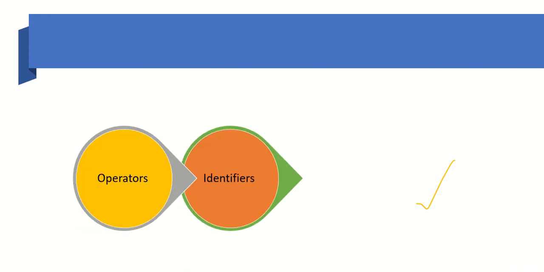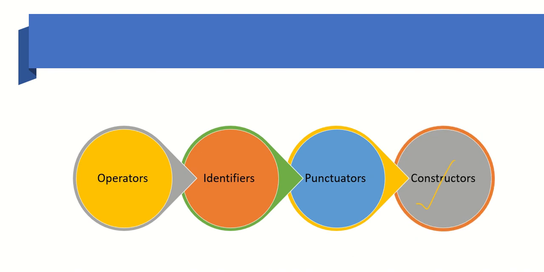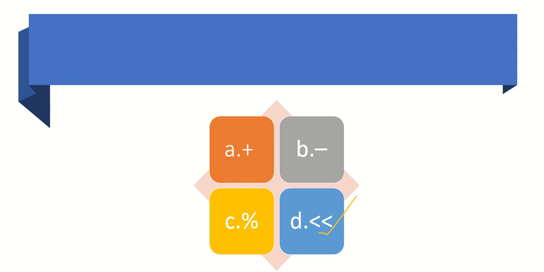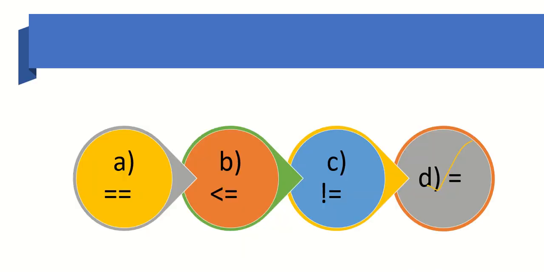So they'll be giving some odd ones: operators, identifiers, punctuators, and constructors. Operators, identifiers, punctuators are tokens, whereas constructor is a member method. Plus, minus, percentage, and shift operators are given. Byte, long, int, and non-primitive is given. Non-primitive is the odd one because byte, int, and long are primitive data types.